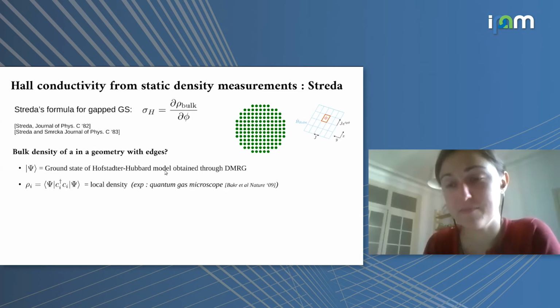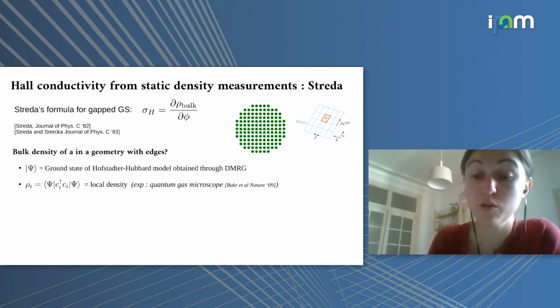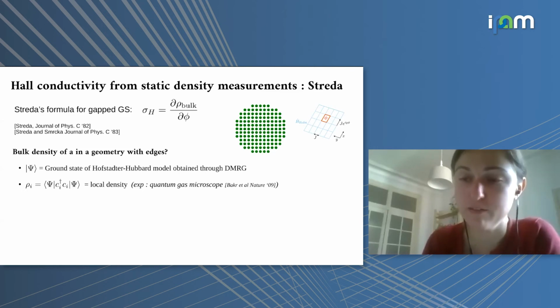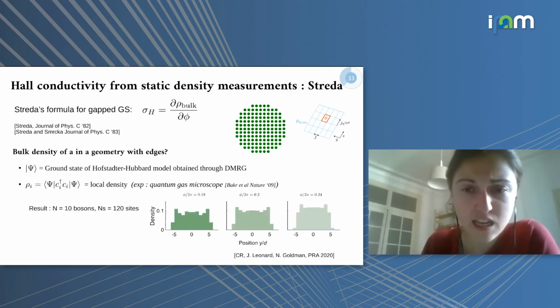This is a quantity that can be extracted from cold atom experiments using a quantum gas microscope. So it was important for us to only use technology that was already available in experiments. So that's the protocol we designed to be readily implemented in experiments. So here is the result that you get for a system of 10 hardcore bosons.